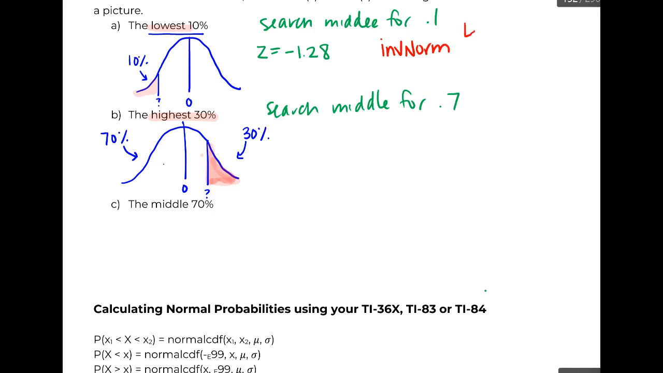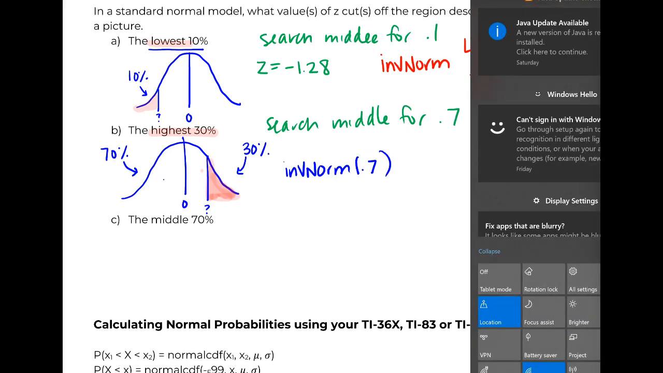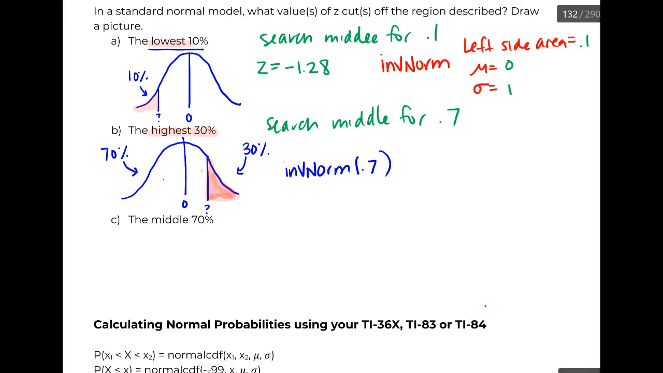And inverse norm takes the left side probability, or left side area, just like our table, and then your mean and your standard deviation. So for this one, first one, we just plug in 0.1, 0 and 1 if we wanted to. For the second one, we do inverse norm of 0.7. And if you don't have the wizard, remember, if you don't give it a mean and a standard deviation, it defaults to giving you out a standard normal, so a z-score.